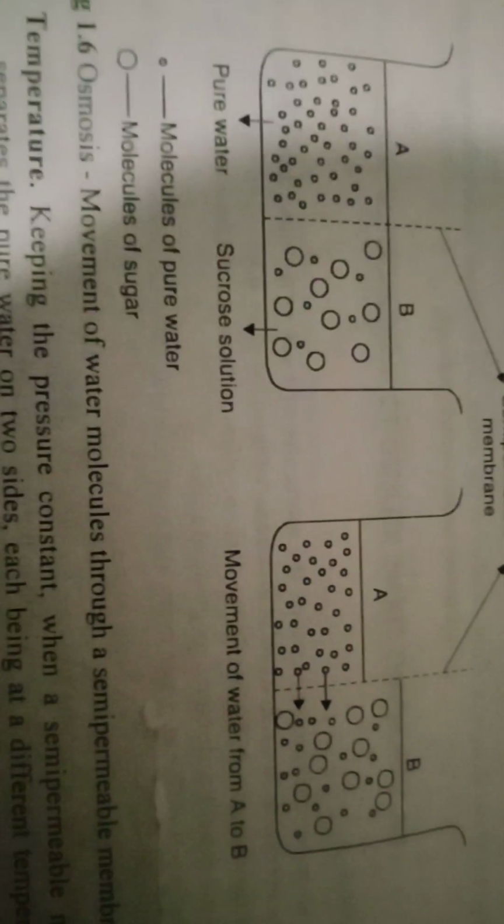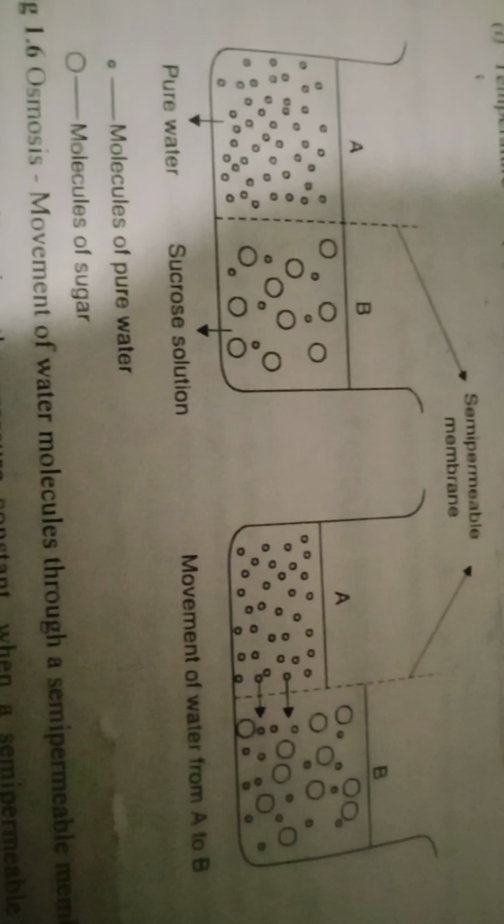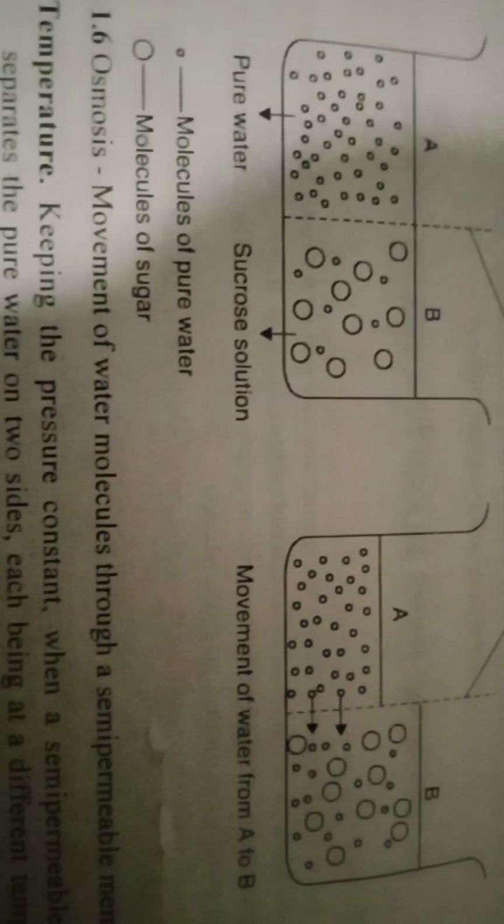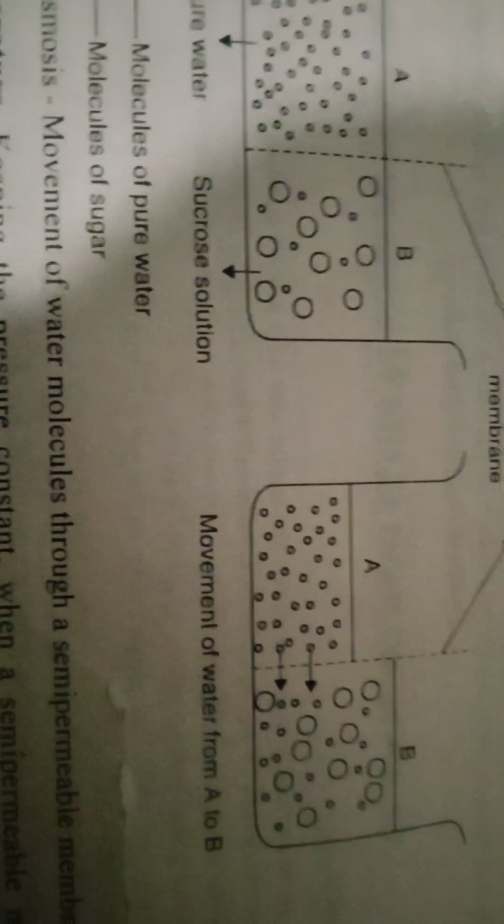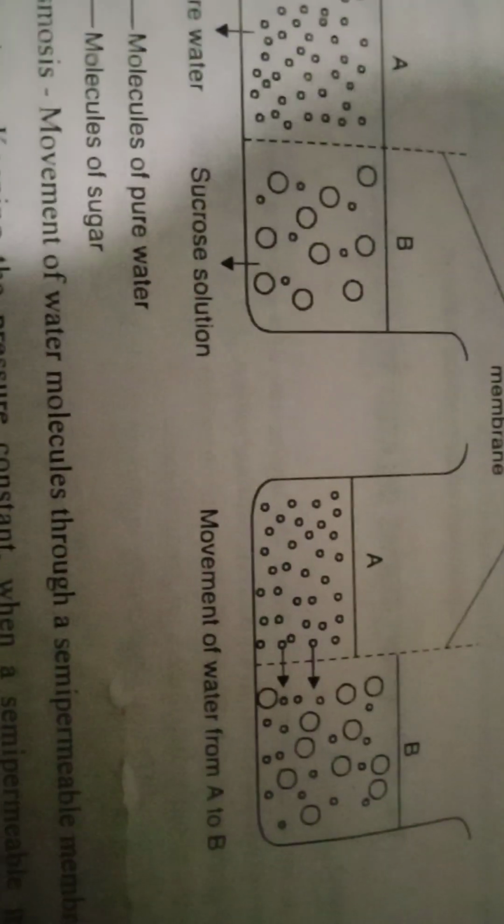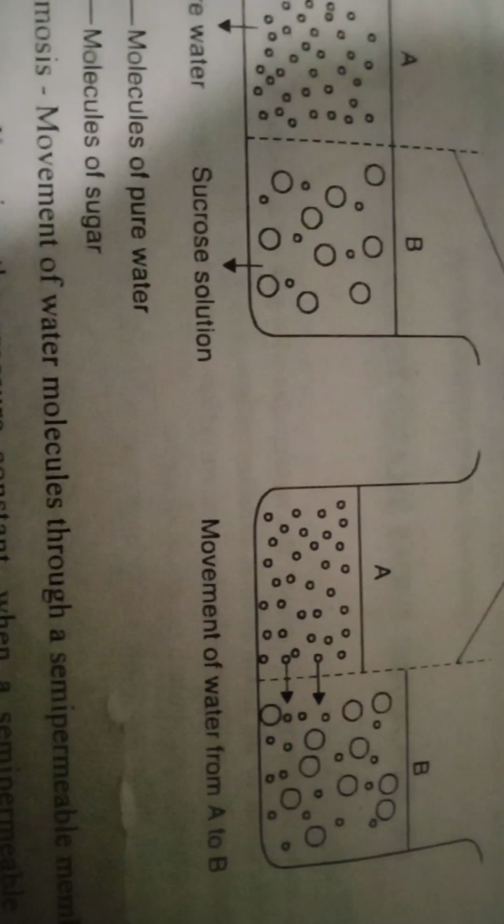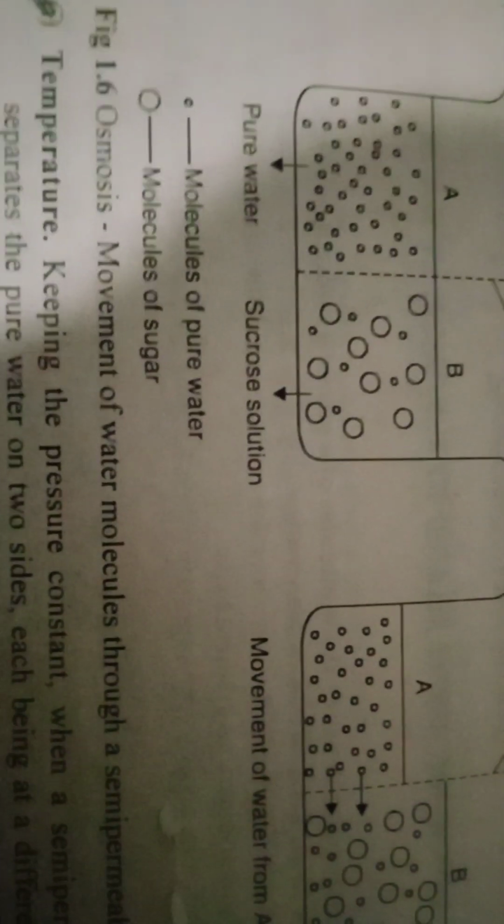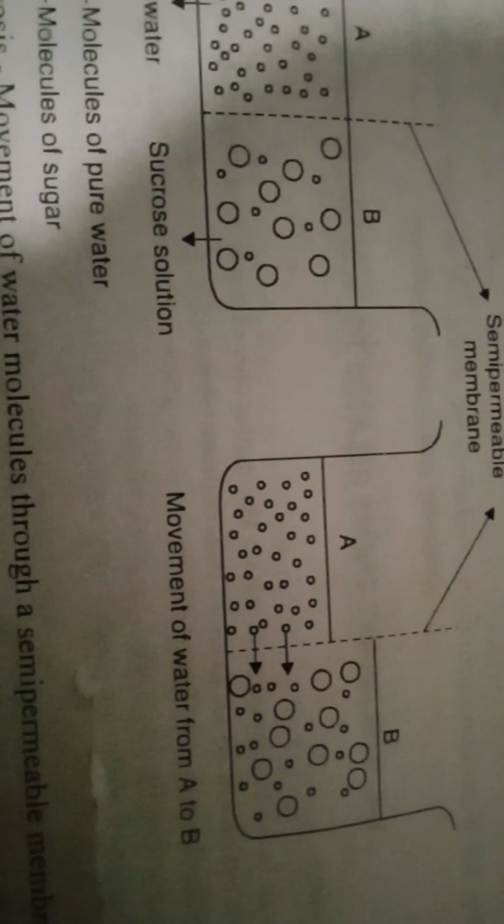Osmosis depends upon three factors: temperature, pressure, and number of solute molecules. There is pure water, in which the molecules are pure, and the other is a sucrose solution. Sucrose is a form of carbohydrate, a form of sugar, and these molecules are bigger than the pure water molecules.